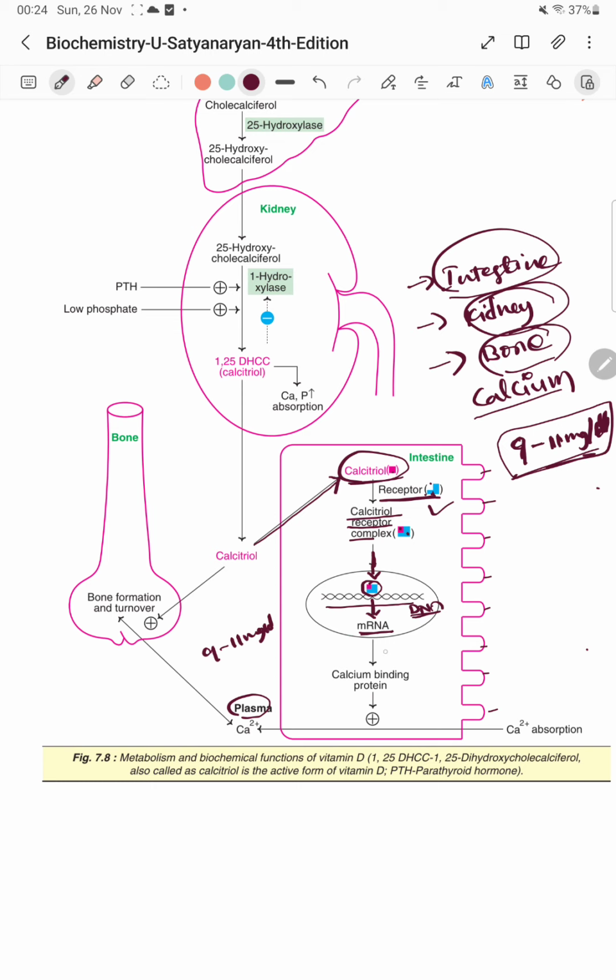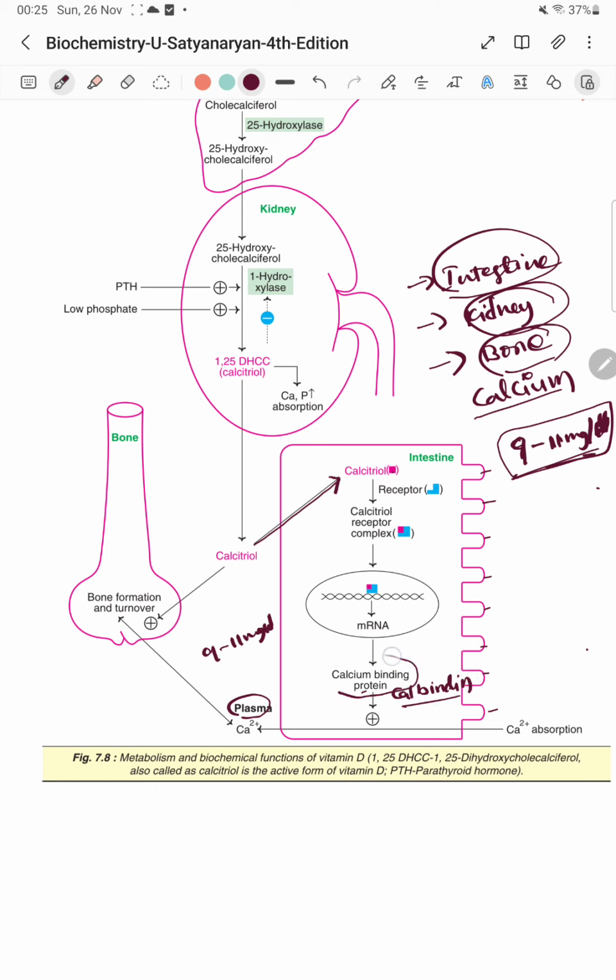This mRNA will be involved in translation. Translation means conversion of mRNA to protein. Now the protein is synthesized by the action of this whole complex. By the action of the calcitriol receptor complex, you finally get a protein. This protein is called calcium binding protein, or we can also call it calbindin. Now we will see the function of this calcium binding protein.